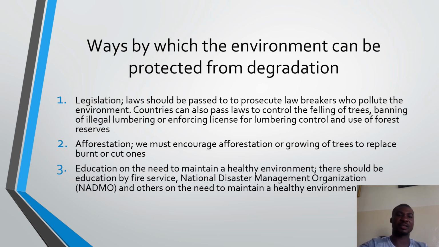So the parliament or parliamentarians should pass a law that he who is found cutting down trees anyhow should face the law and be prosecuted. Countries can also pass laws to control the felling of trees, banning of illegal lumbering, or enforcing licenses for lumbering, control and use of forest reserves.